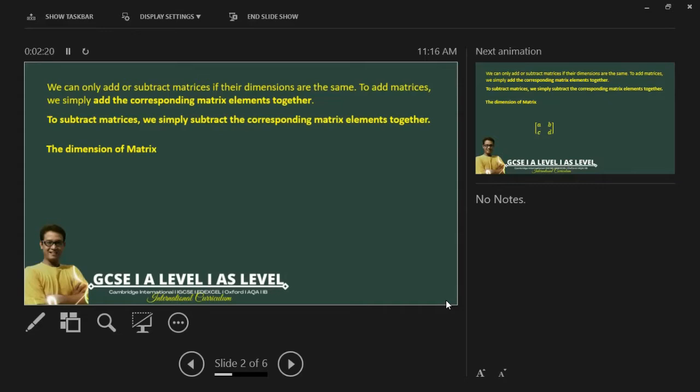What is the dimension of a matrix? Let this matrix have components A, B, C, D. There are two rows. The first row has the components A and B, and the second row has C and D. We can say this matrix consists of two rows.